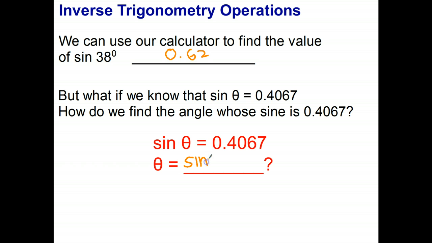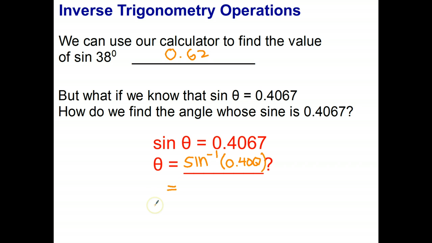Now here's how we write inverse sine. It looks a bit weird. Sine to the negative 1 of 0.4067. So that's just saying we've got to undo taking the sine, and that'll get us back to the angle.